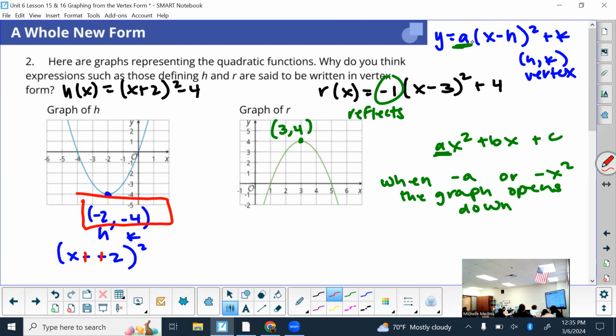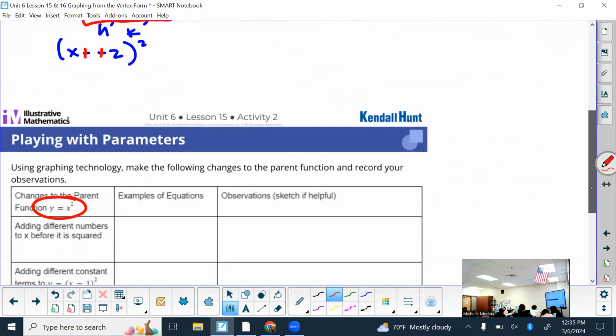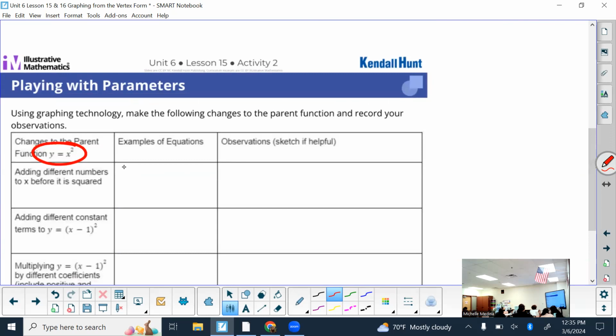Not the A, that would be multiplying x² by something. The H. So basically you can do x plus whatever number you want in parentheses squared. And you can also add negative numbers, so maybe put a negative example in there too. I'll let you pick the numbers, because that's what you're doing.